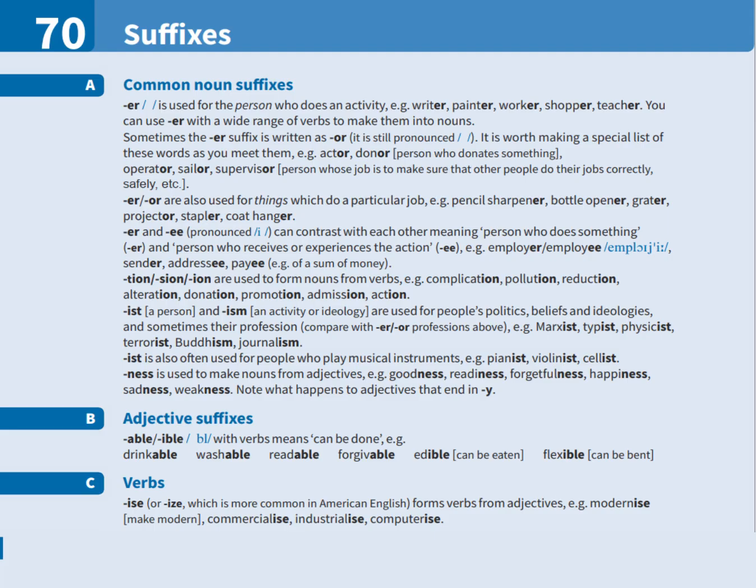An actor is someone who acts. A donor is someone who donates something. Other examples include operator, sailor, and supervisor. A supervisor makes sure that other people perform their work correctly and safely.